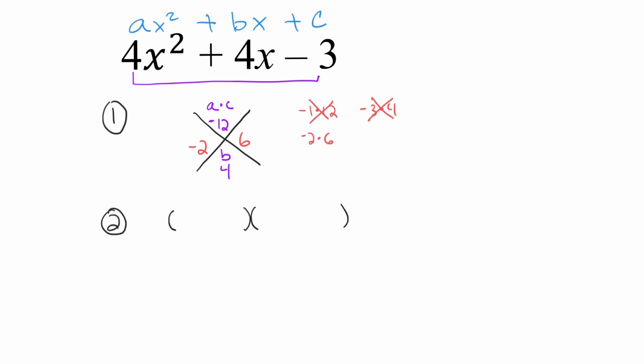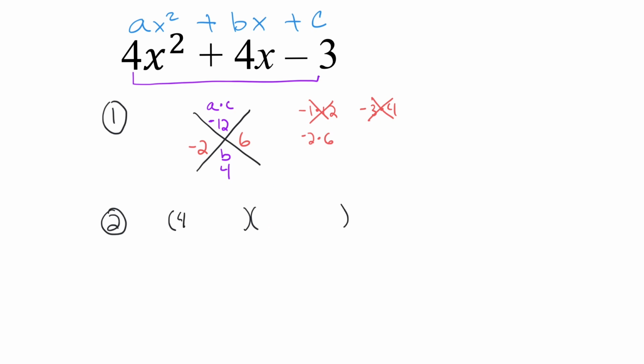So what I do for these 2 parentheses, I am going to write my A value in both of the parentheses. So A, I'm going to go back here, is 4. And the x squared, I'm going to split it into x times x. So x over here, x over here.